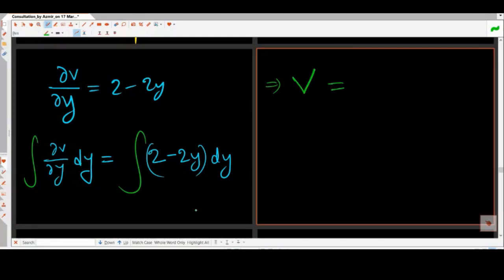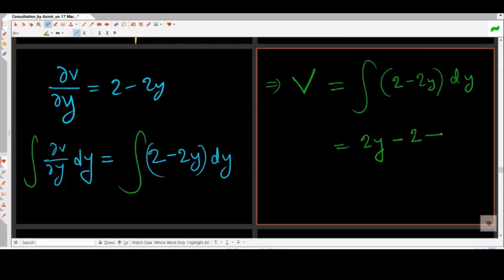On the right side, we will have the integration of 2 minus 2y dy. So the integration of 2 in terms of y is 2y. The integration of 2y is 2y squared by 2. Since this is an indefinite integral, we can leave a constant c.